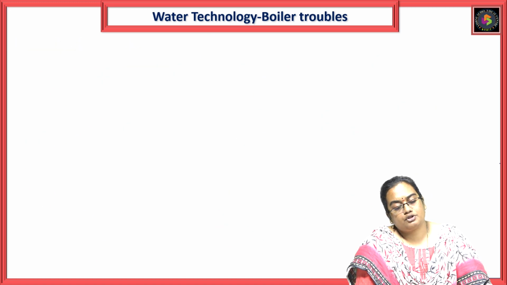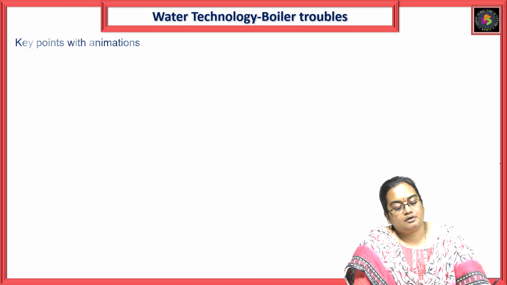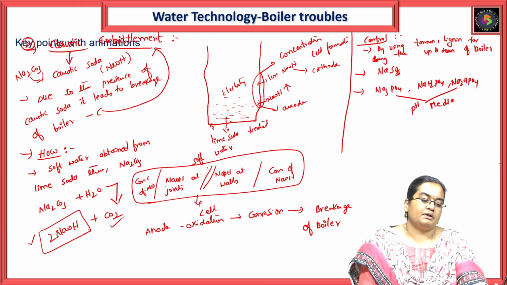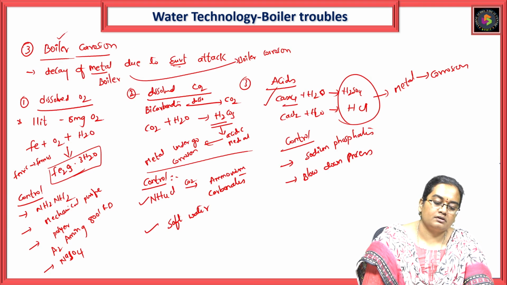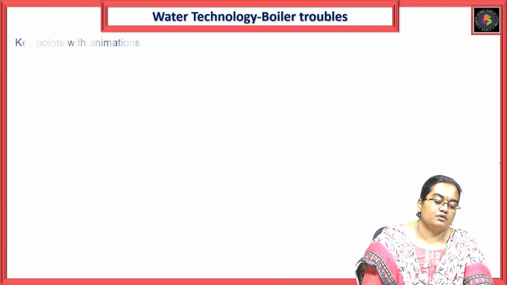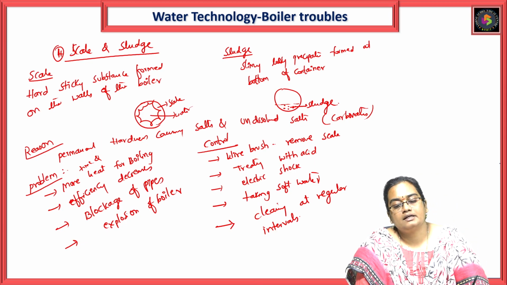Next, we discussed your boiler troubles individually. First one, carry over. Second one, caustic embrittlement. Third one, boiler corrosion. Fourth one, scale and sludge formation. So this is about your boiler troubles.